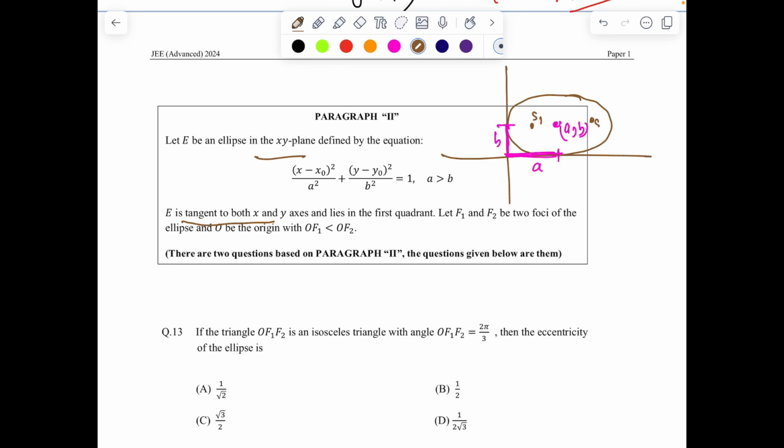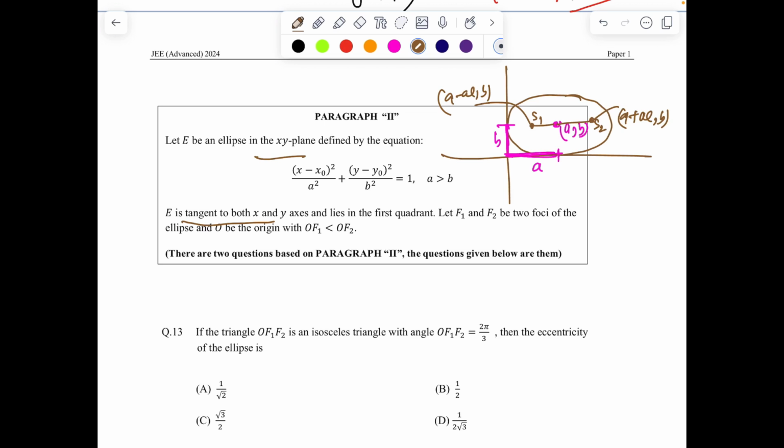So let's say I have foci S1 and S2. You know at a plus ae the focus will be there, right? So this coordinate will be (a plus ae, b), and this one will be (a minus ae, b). And they have given an isosceles triangle here.